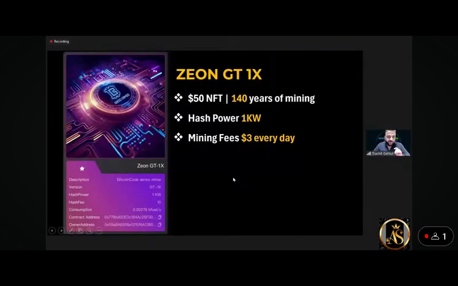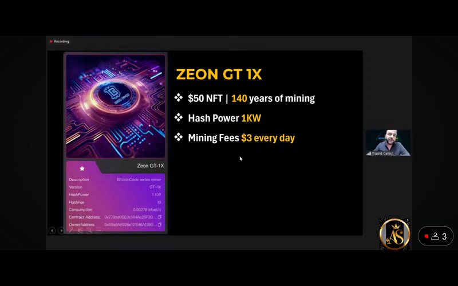So we consider here a $50 NFT. A $50 NFT gives you 140 years of mining facility with a hash power of 1 kilowatt, that is 1,000 watts. The mining fees in terms of biofuel is a certain $3 every day. That means if you have plugged in a $50 NFT, it's going to cost you $3 every day, irrespective of the price of BTCC. It doesn't affect the cost of mining. In fact, the cost of mining over here is fixed.